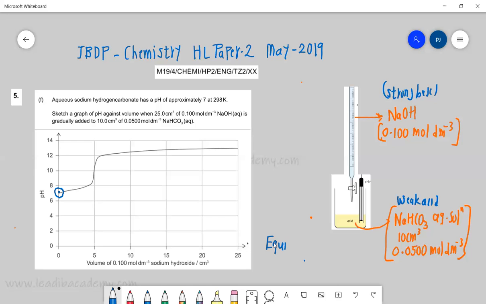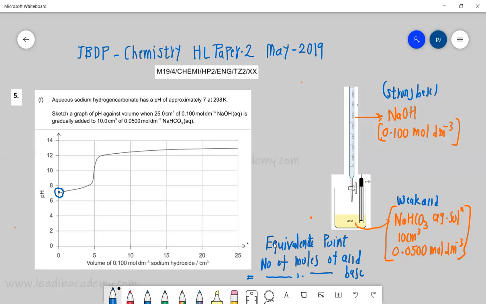Equivalence point. So what is meant by equivalence point? When the number of moles of acid and base are equal. Okay, equivalence point. So when the number of moles of acid is equal to the number of moles of base. Simple. Now what do we see in this case?